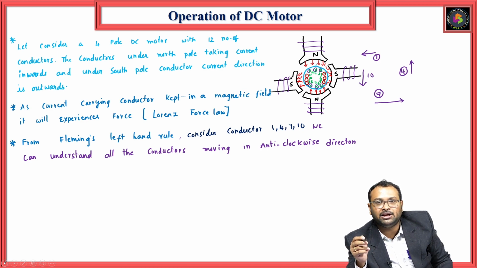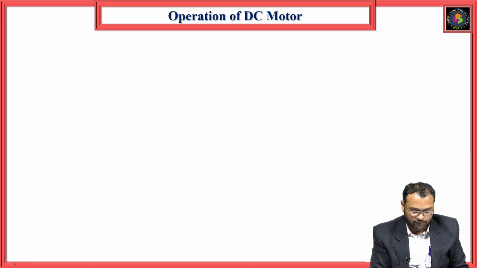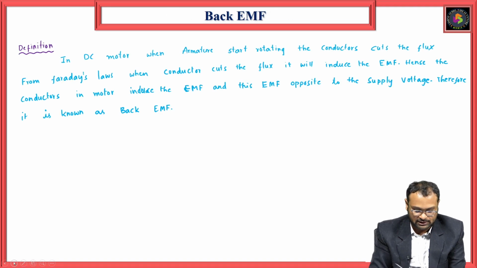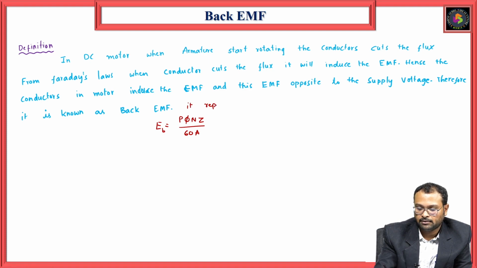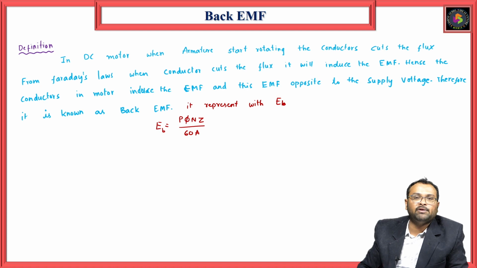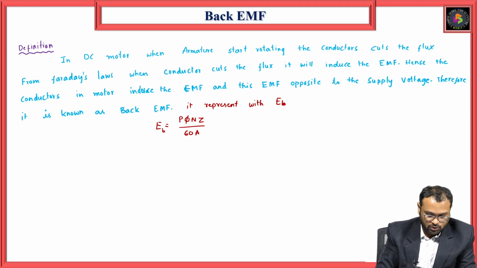Then is there any change in the EMF equation? No. It will generate the same EMF equation we discussed in the previous classes. So the EMF induced in the DC generator, what is the formula we saw? The induced EMF E is equal to P phi N Z by 60 A. But the only thing is, here it represents back EMF, EB. Sometimes we represent it with EG because it is the EMF induced in the generator. This is EB, the EMF induced in the motor, back EMF, that's why EB.